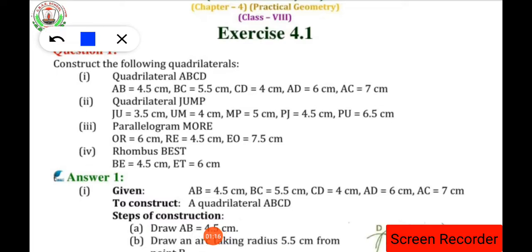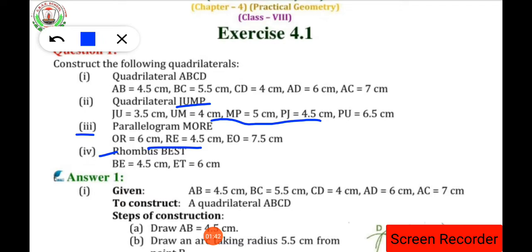In the same way, for the second we have to draw the quadrilateral JUMP. The name of the quadrilateral is JUMP. Here all the measurements are being given. So using these measurements we have to draw the quadrilateral. In the same way, for the third question, parallelogram MORE, the name is being given and all the measurements are given. Using these measurements we have to draw the parallelogram.